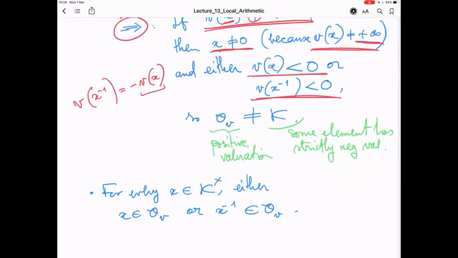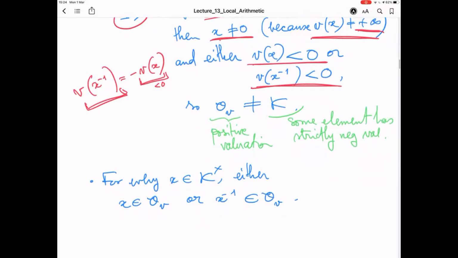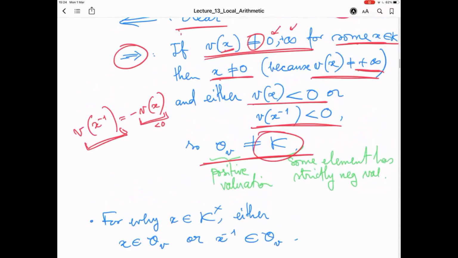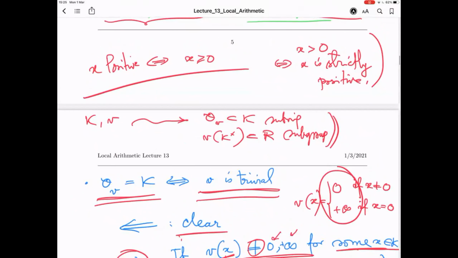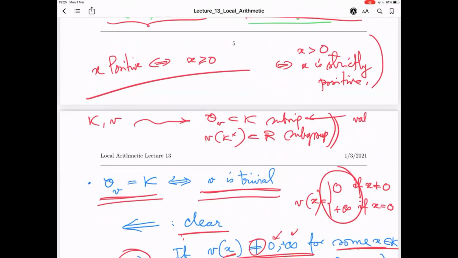So V of x is some real number. Either it's strictly negative, or if this one is strictly positive, then this one is going to be strictly negative. And therefore, I found one element which is not in O V, and therefore O V is not equal to K. So this is a trivial kind of observation. This subring is called the valuation ring, or the ring of V integers.